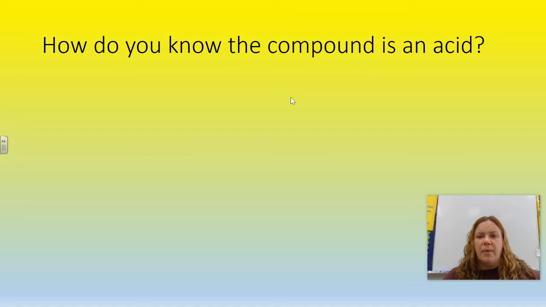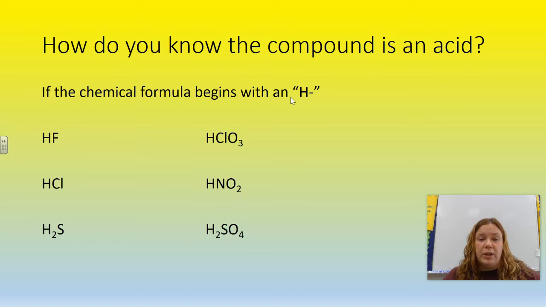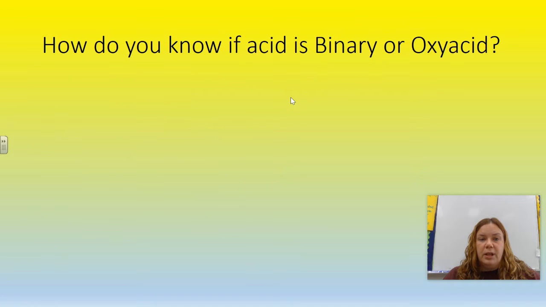First off, how do we know the compound is an acid? Well, we're going to know by looking at the chemical formula that there's an H that precedes the formula. Obviously, if you see the written word, you're going to see the word acid. So that's the easy part. If the formula begins with an H, here are some examples. We have H with fluorine, H with chlorine, all the way down to an H with a sulfate ion.